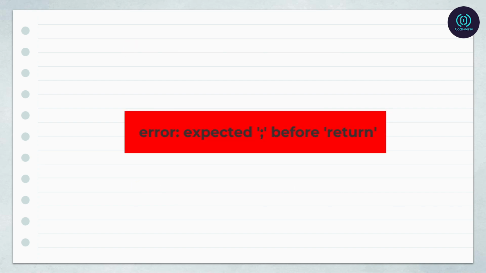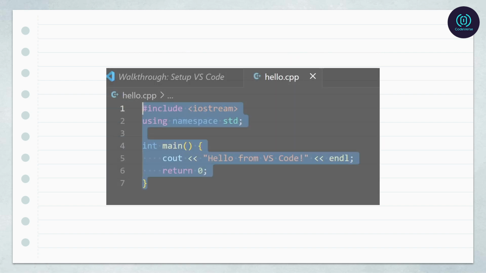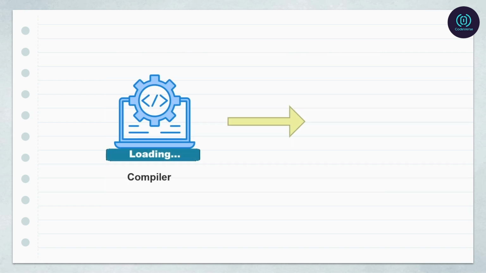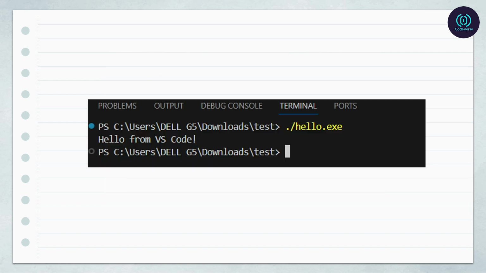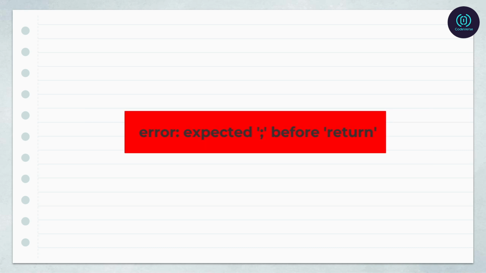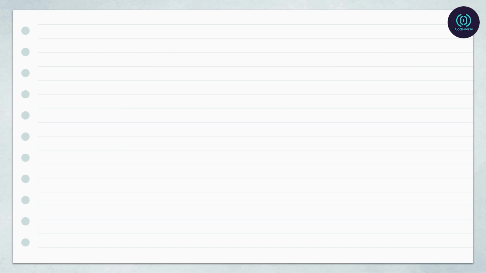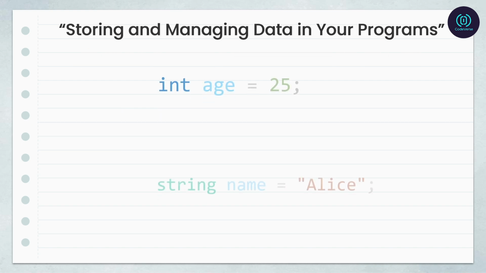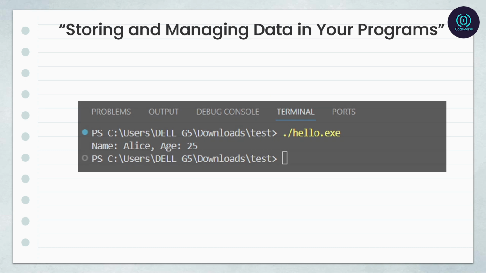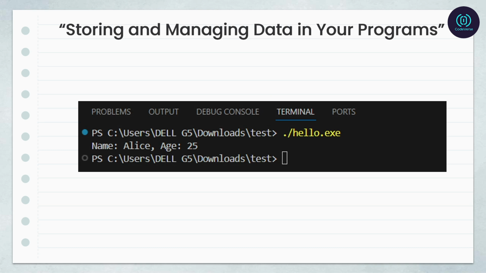Great job making it this far. You've now learned how to write, compile, and run a basic C++ program, and you've seen some of the most common beginner mistakes, and how to fix them. But this is just the beginning. In the next video, we'll take things a step further by exploring variables. How to store data, name it, and use it in your programs. So if you're ready to build real logic into your code, you won't want to miss it.